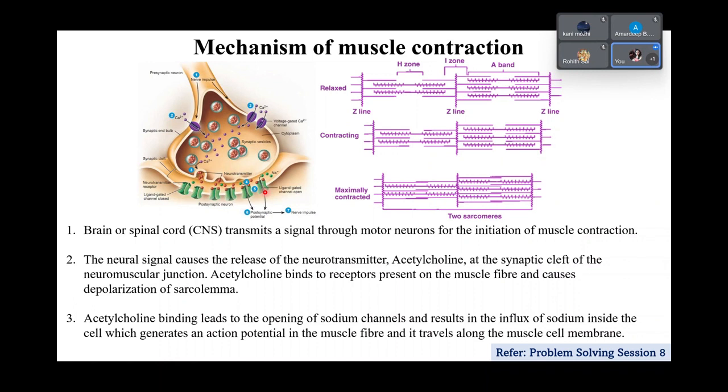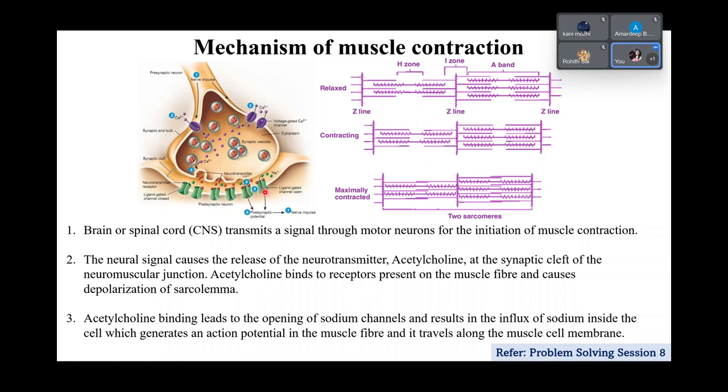So we'll go back to this and see what happens in contraction. Look at the I zone. This I zone gets contracted during the contraction, and when it is maximally contracted, the Z line, which is the intermediate line, has completely disappeared. The I zone has also completely disappeared. All the filaments are in continuation with each other. So this is contraction. And what happens in relaxation?